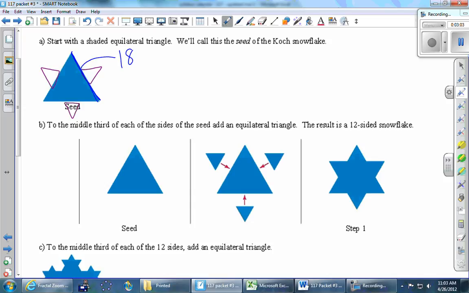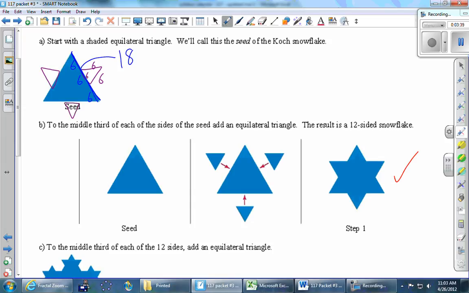I heard one answer. Can I hear more? How long are those purple line segments if the whole side is 18? I heard the same answer from the same person. Can I get more people? A few people, we see 6. It is 6 because you're taking 18 and cutting it into 3 parts. So that's a 6, that's a 6, that's a 6. Which means that this little triangle here has sides of length 6. And so we take them and we stick them on and we get this guy over here. Questions on step 1?